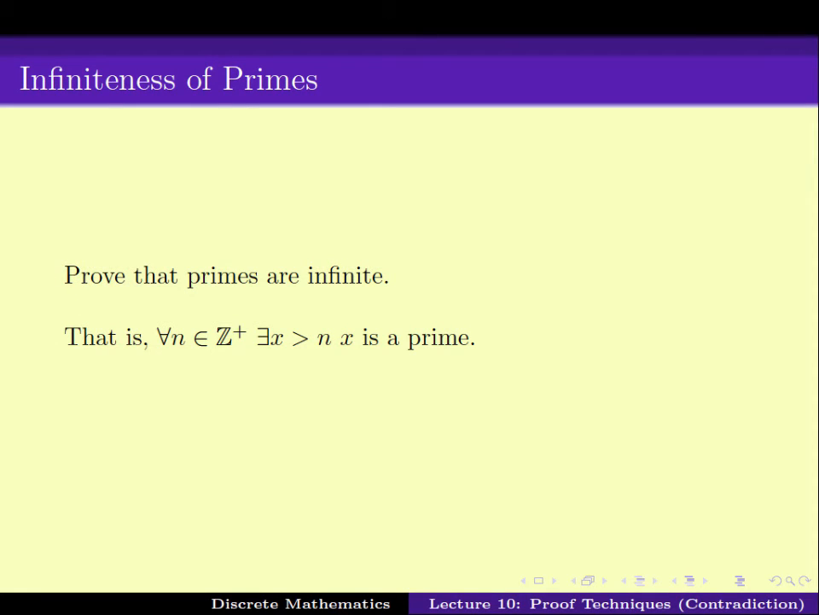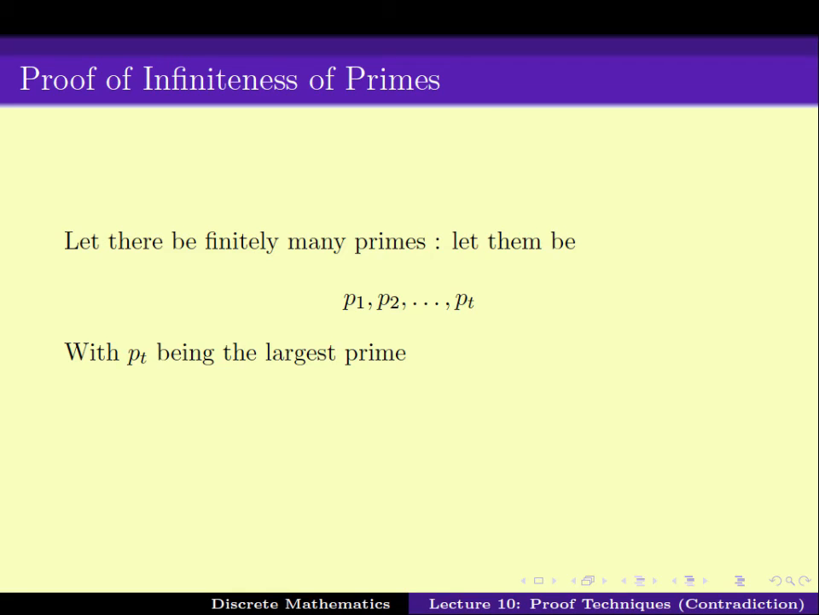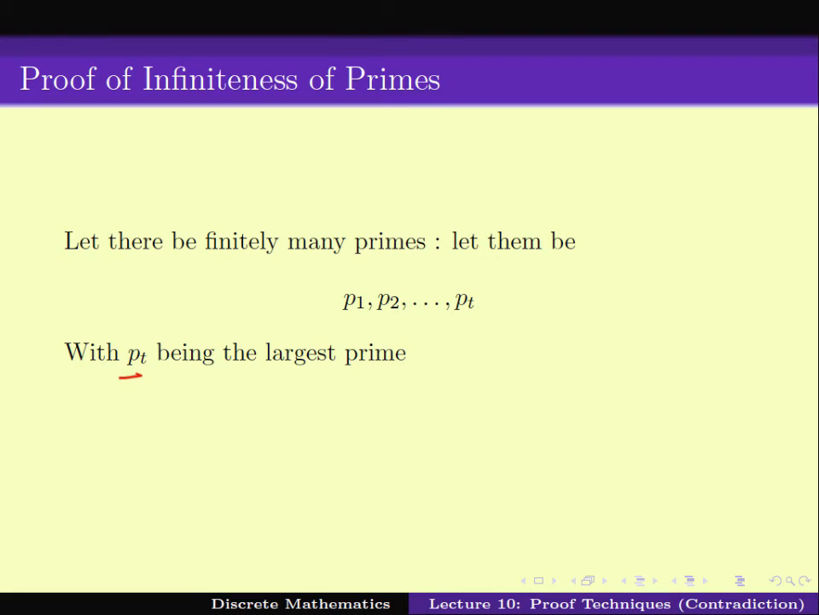Okay, so let's continue with the proof. Let's assume that there are finitely many primes. So that means there is a largest prime. Let's call that one PT. And in that case, we say that the set of primes is P1 to PT: P1, P2, till PT.